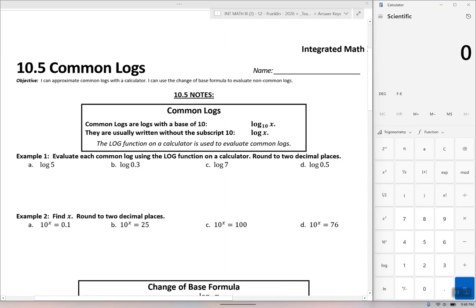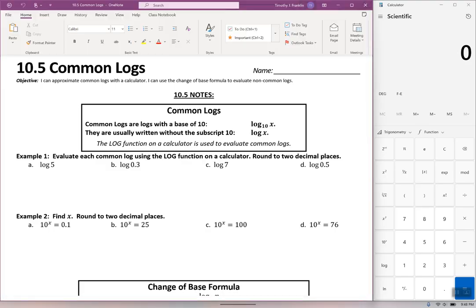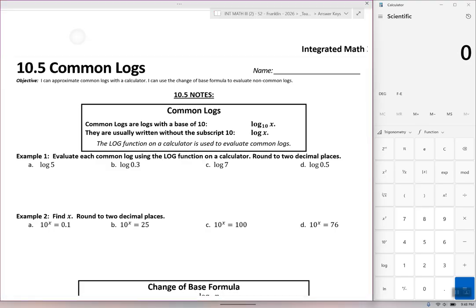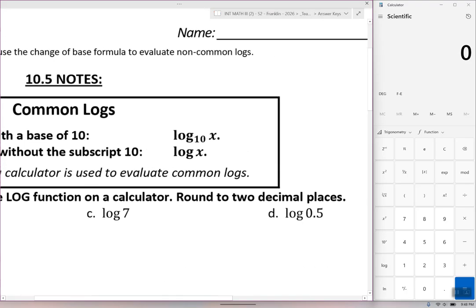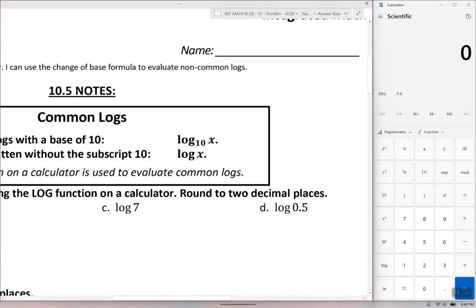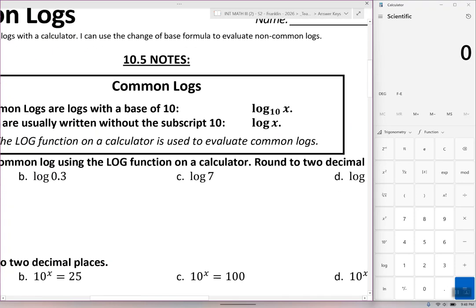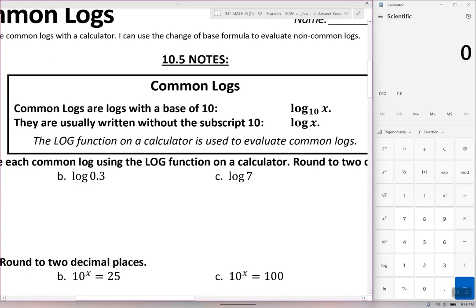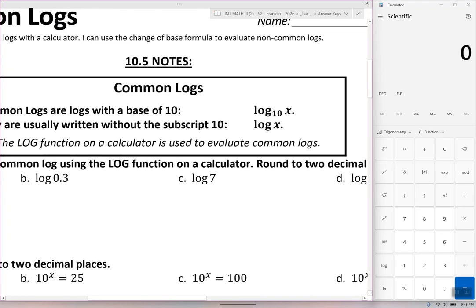Okay, in these notes for 10.5, we're going to look at evaluating common logs. Common logs are logs with a base of 10. For example, right here we have log base 10 of x. This is usually written without the subscript 10, just as log x. If you don't have a base on your log, it's assumed to be a 10.